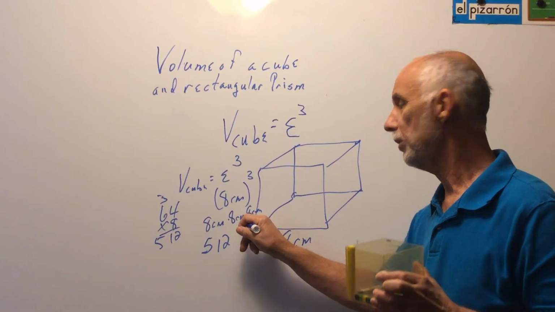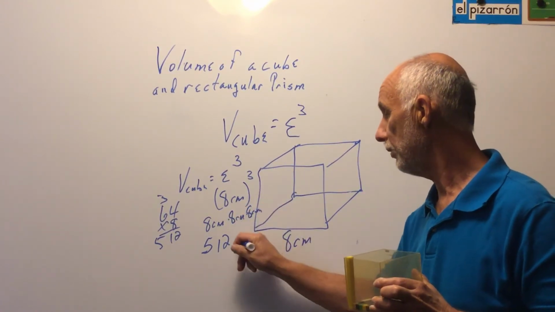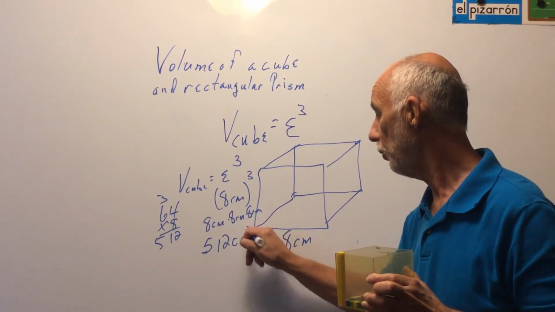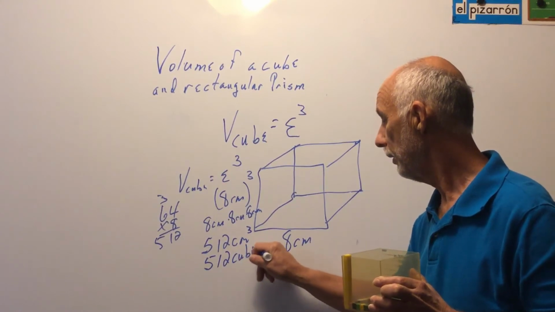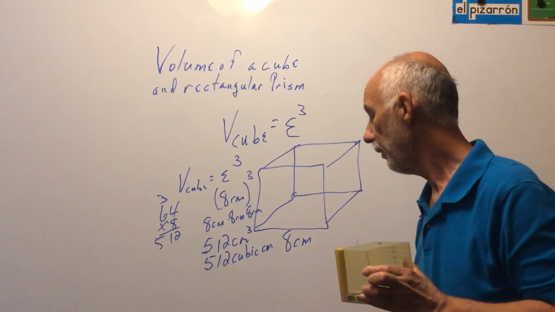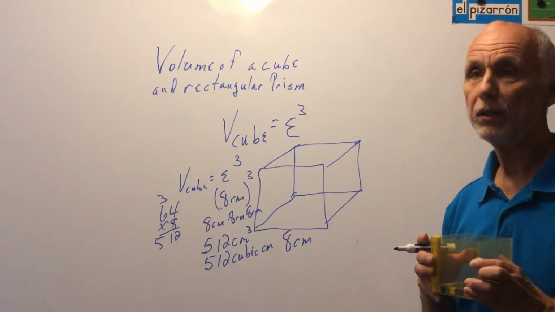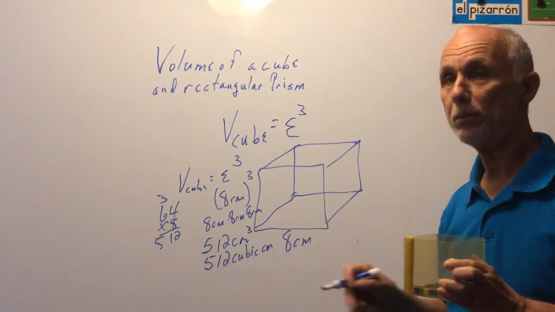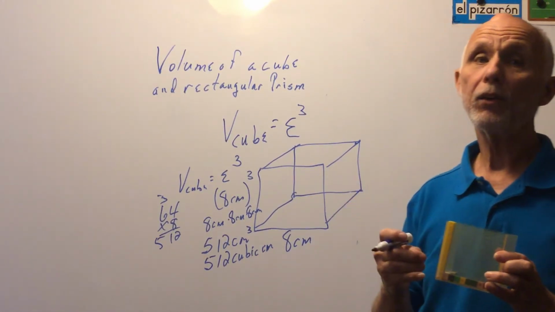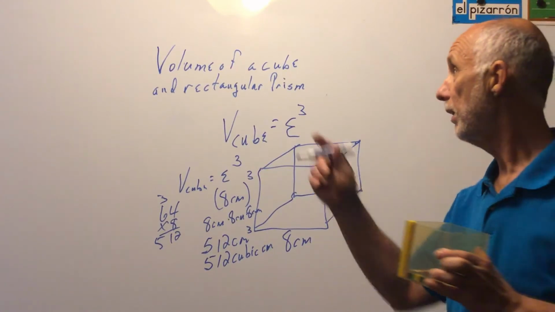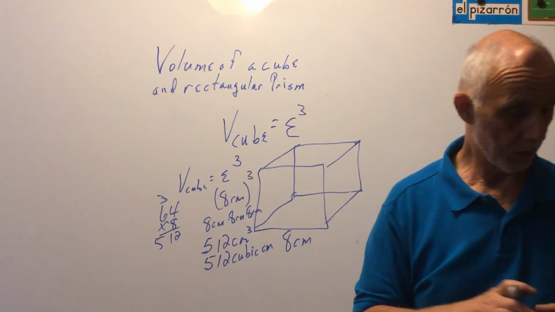Centimeters times centimeters is centimeters squared, but centimeters squared times centimeters is actually centimeters cubed, or you could just say 512 cubic centimeters. Okay, and again, if you wanted to abbreviate it, you could, or you could use the third power. All right, but just like area is a square measurement, volume must be a cubic measurement, and that's how you would get that one.